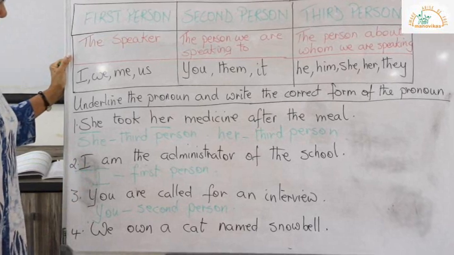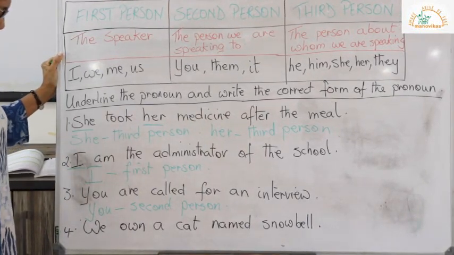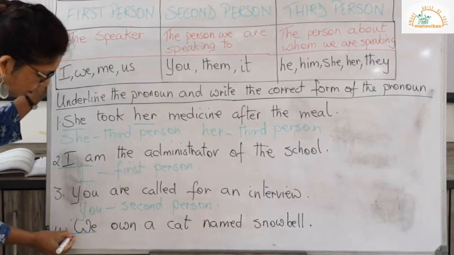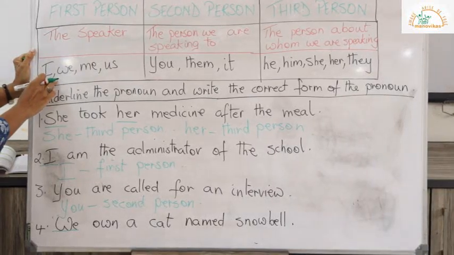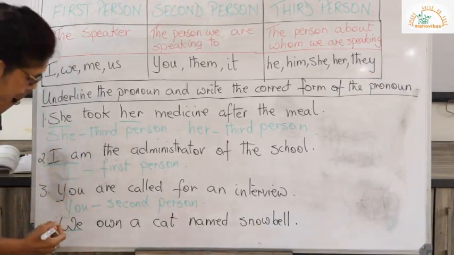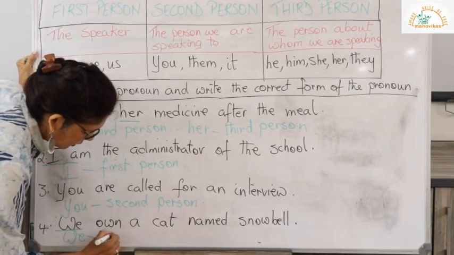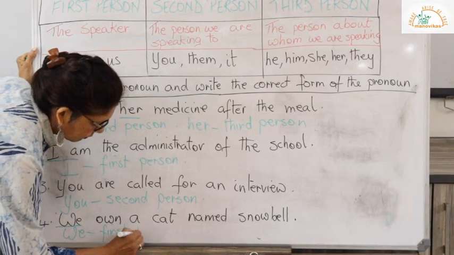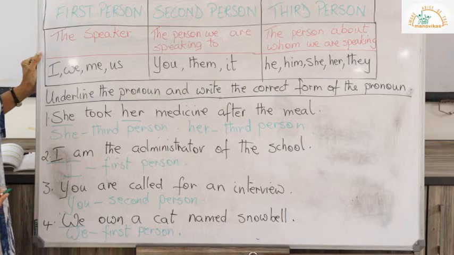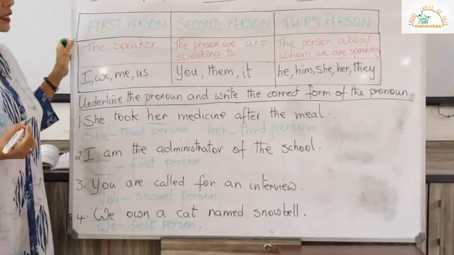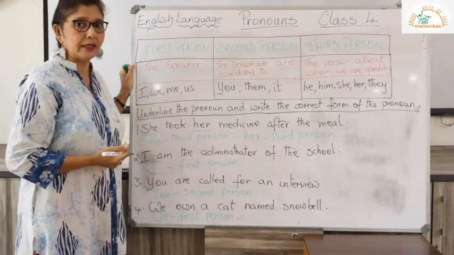We own a cat named Snowbell. What is the pronoun here? We. And we will come where? In the first person. We, first person. So students, hope you have understood the forms of pronouns: first person, second person and third person. Go through it again, you will understand it better.